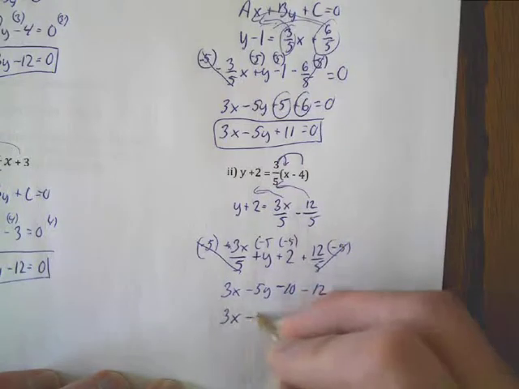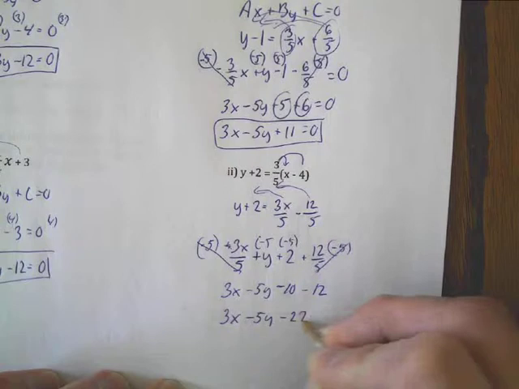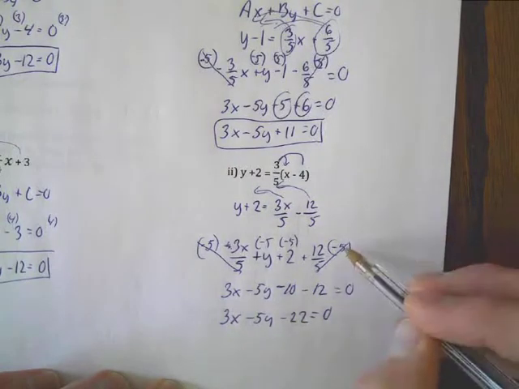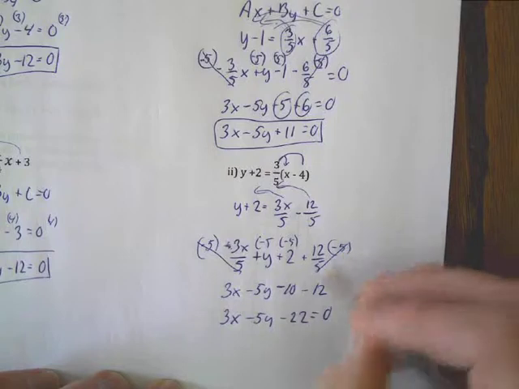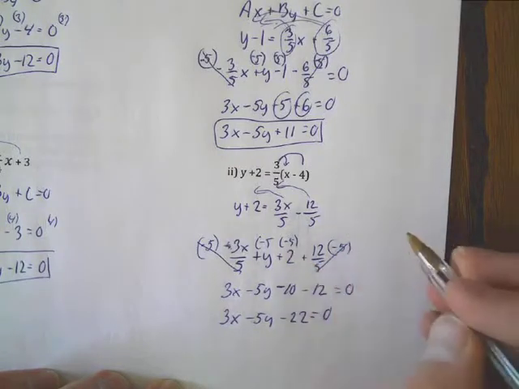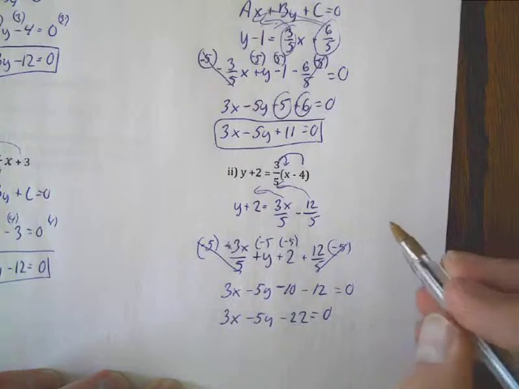3x minus 5y minus 22 is equal to 0. That should be my answer. No, this is negative 5.